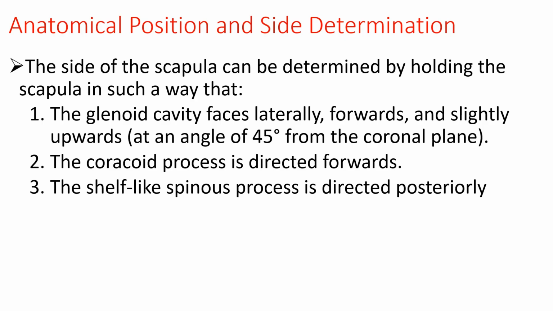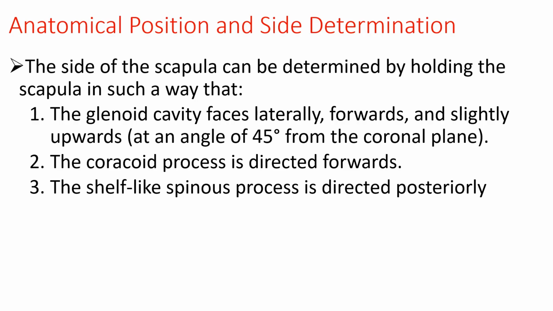So to determine the position of the scapula anatomically and its side, the scapula should be held in such a way that the glenoid cavity faces laterally. That means the glenoid cavity will face sideways, forwards, and slightly upwards, at an angle of 45 degrees from the coronal plane. Then the coracoid process is directed forwards, and the shelf-like spinous process is directed posteriorly.